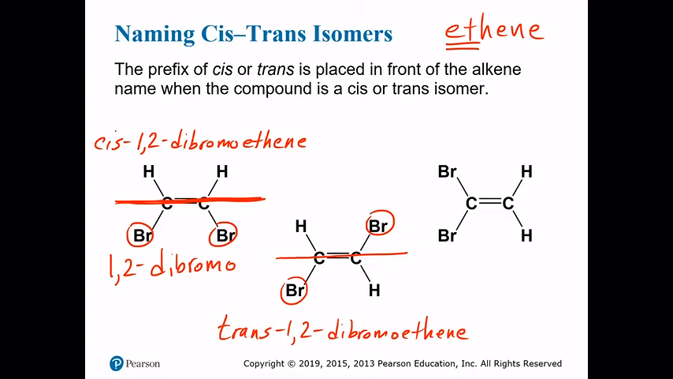So what is the name of this? Well, in this case, both bromines are actually attached to the same carbon. So while it's still a dibromoethene, it's not 1,2-dibromoethene. They're both attached to the first carbon, so we would call that carbon number 1. And we would call this 1,1-dibromoethene. Remember, even if they're attached to the same carbon, you have to give a number for each of them. In this case, this is an isomer of the other two, but it's not a cis-trans isomer. It's another kind of structural isomer.